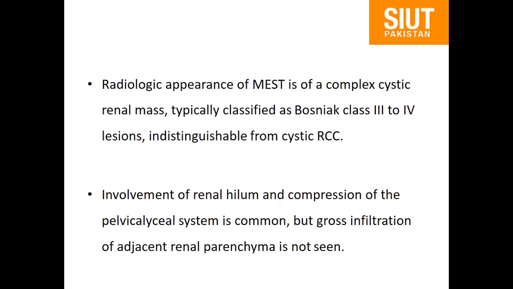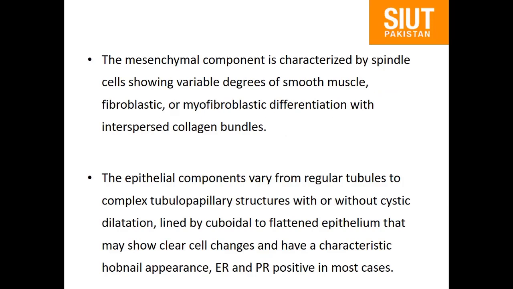The radiologic appearance of MEST is a complex cystic renal mass, typically classified as Bosniak 3 to 4 lesions, and indistinguishable from cystic RCC. Involvement of the renal hilum and compression of the pelvicalyceal system is common, but gross infiltration of adjacent renal parenchyma is not seen. In our patient, it was compressing the hilum and causing a moderate hydronephrosis in the system, but there was no infiltration. It is called mixed epithelial stromal tumor because it has both the stromal component and the epithelial component.